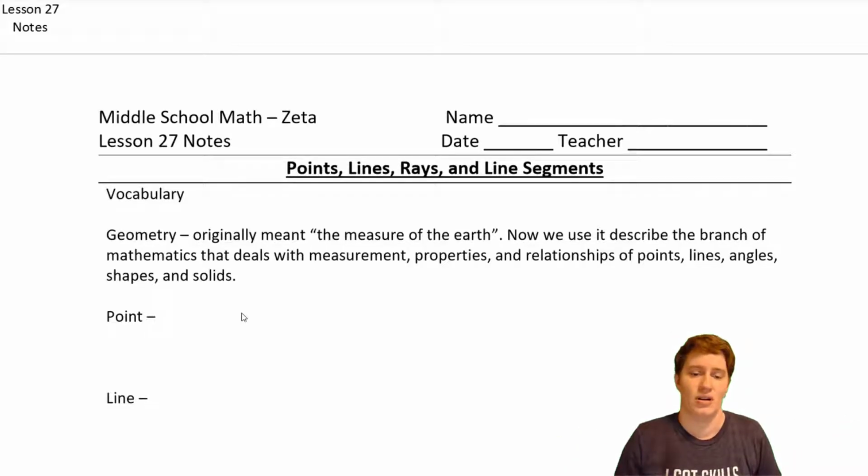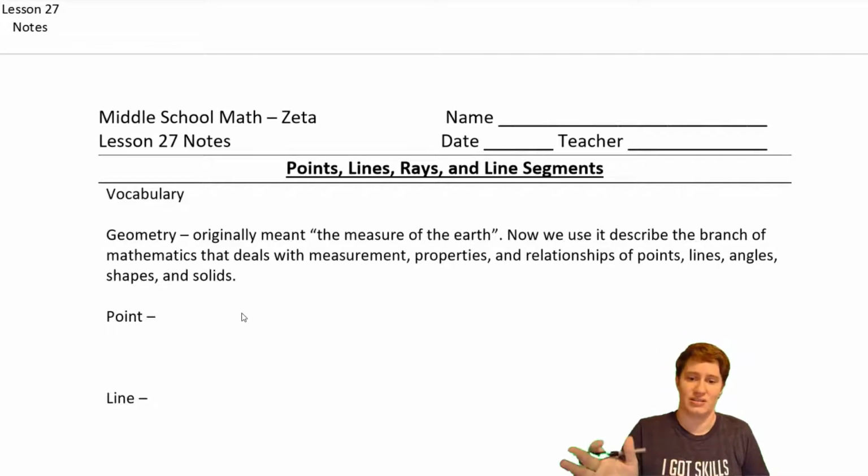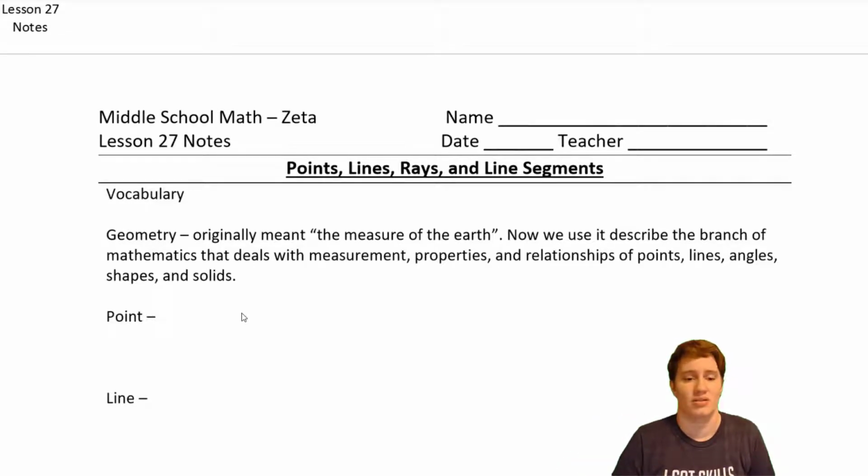This is for Zeta Math UC and we're on lesson 27, and this is going to start a few lessons where we kind of talk about geometry. So there's going to be a lot of vocabulary, and it's going to feel a little bit different, I think, than a lot of our lessons have, because there's not a lot of calculating to do. By calculating, I mean we're not adding, subtracting, multiplying, and dividing, at least not in this lesson.